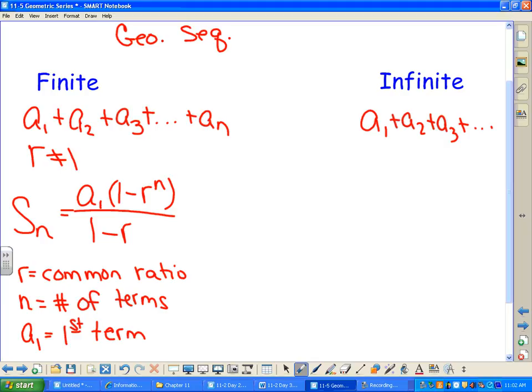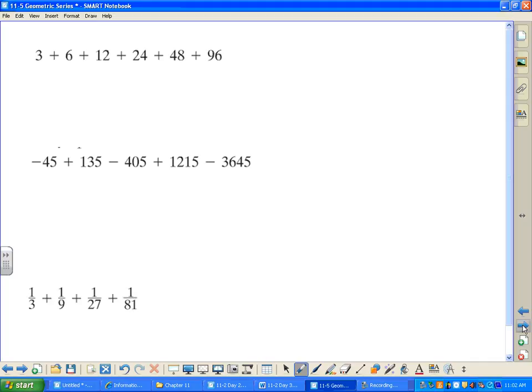Does everybody have the formula down? Let's see how this is going to work. Now, your first series that you see up there, 3 plus 6 plus 12 plus 24 plus 48 plus 96. First of all, is it indeed a geometric series? Yes, because going from term to term, you're multiplying by 2. Now, could you just add these up and get the sum? Yes, but I want to show you how to use the formula because it can get just a little bit tricky if you're not careful. So, how many terms do we have? 6. So we're going to look at S sub 6.